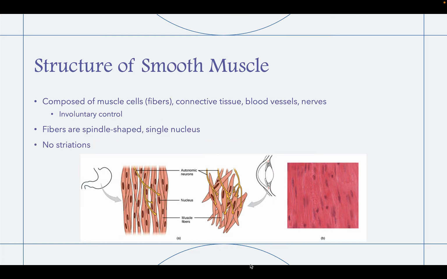Smooth muscle is also involuntary. It's composed of muscle fibers that are irregular, as well as that cardiac tissue. It's going to have some blood vessels and nerves and connective tissue kind of interwoven and around. Fibers are going to be spindle-shaped, with single nuclei. I wouldn't use that as a distinguishing factor. There are no striations. It very much looks like that dense regular tissue when we were talking about that in our tissues section.